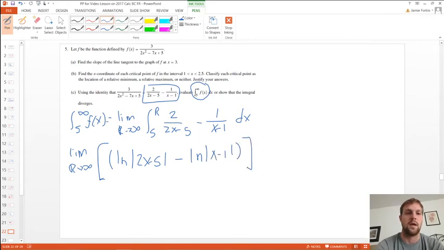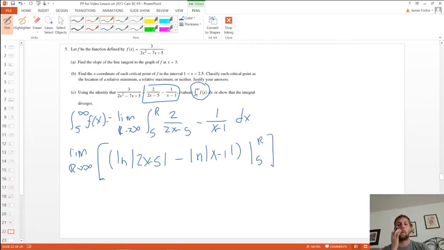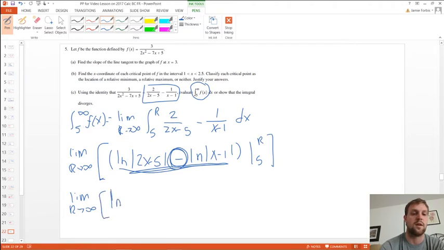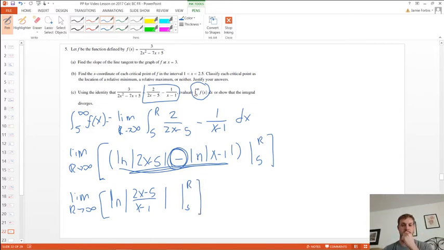And we are evaluating all that from 5 to r. One thing the answer key did that I liked, just to help us simplify the problem, is they combined this into one quantity because of our quotient rule for natural logs. We could say that this is the limit as r approaches infinity of ln absolute value of 2x minus 5 over x minus 1. I just thought that was nice.